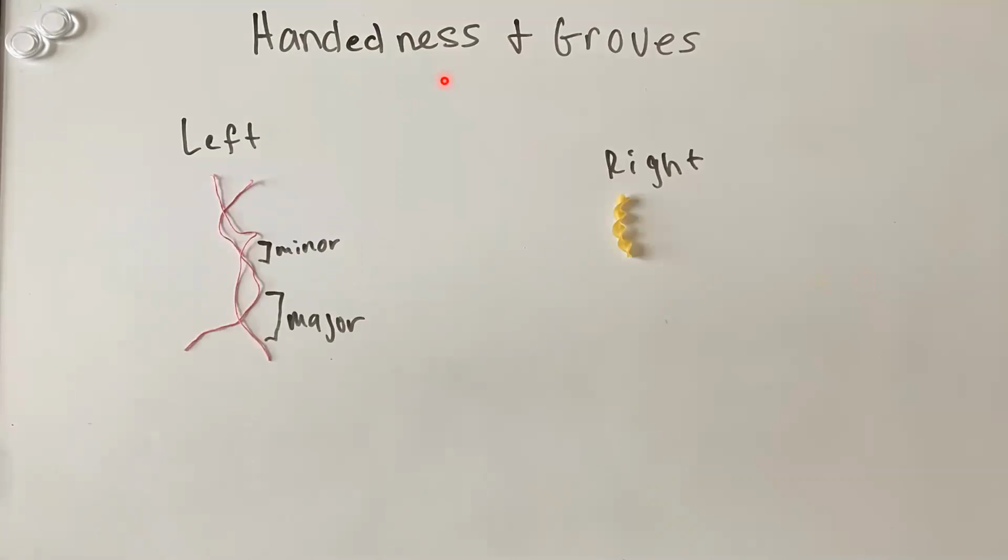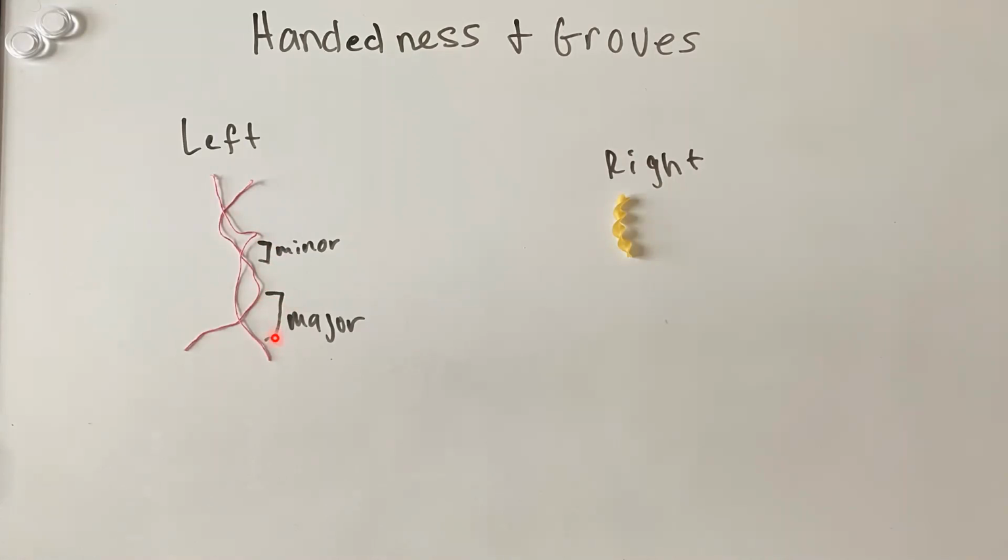Now we're going to talk about handedness and grooves. If you look at this piece of pasta to the right and follow my pointer, it seems that this DNA is pointing up and to the right, making it right-handed. And if we look at this string, follow my pointer, go up and to the left, making this a left-handed DNA. Then from this string, we can see the minor and major grooves.